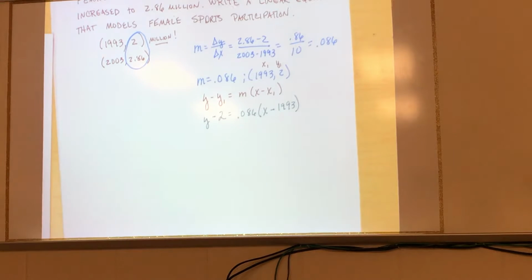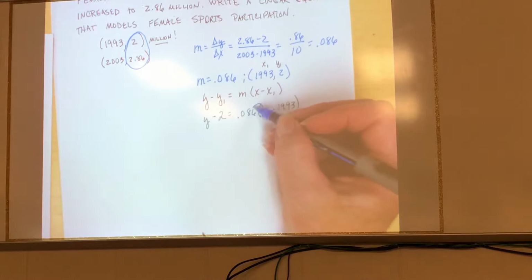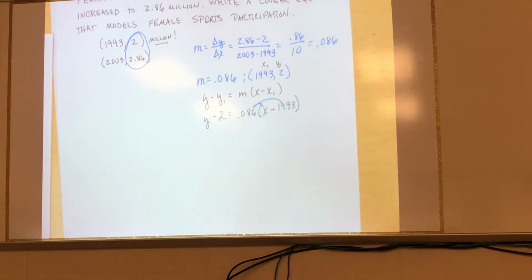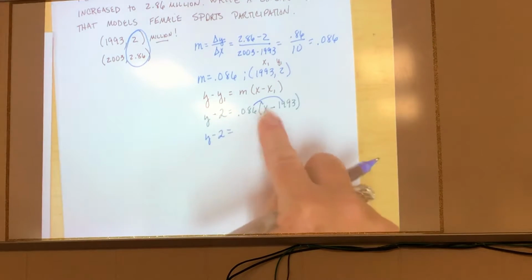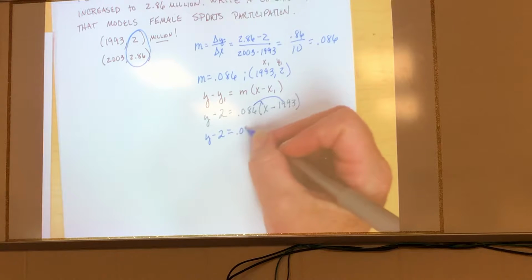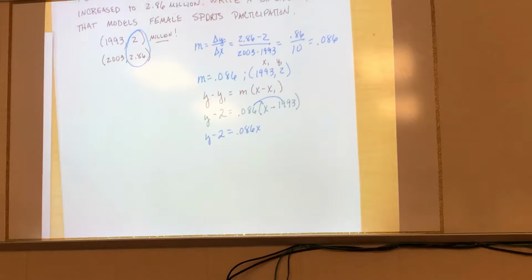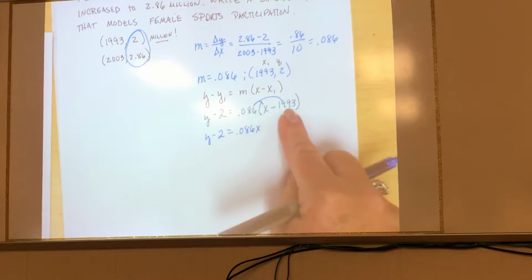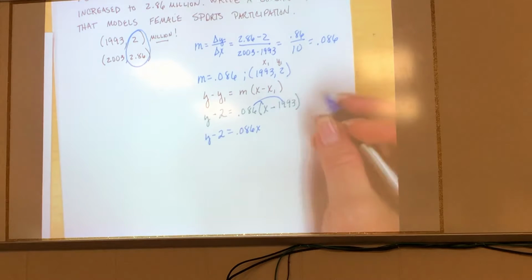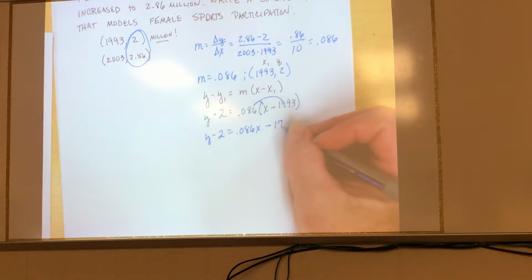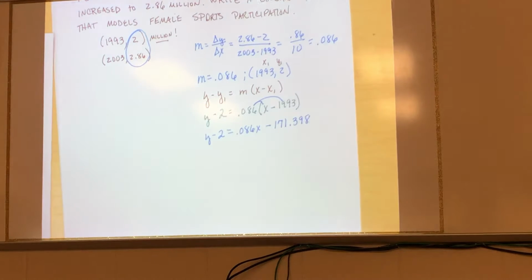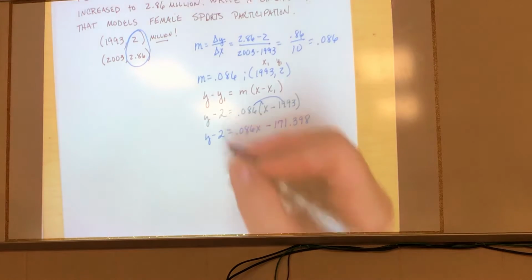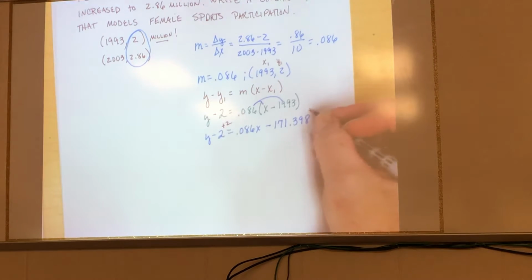Okay? I'm going to distribute, and then I'll collect my like terms, and I'll have my answer. y minus 2 is equal to 0.086 times x, which is 0.086x. 0.086 times negative 1993 is negative 171.398. Now what do I have to do? Add 2. Now watch this.